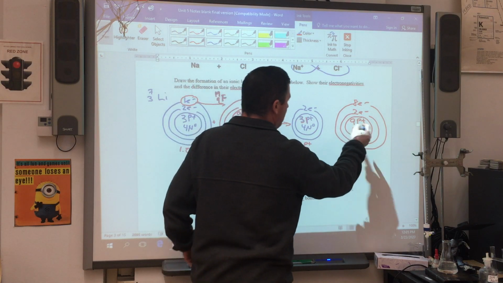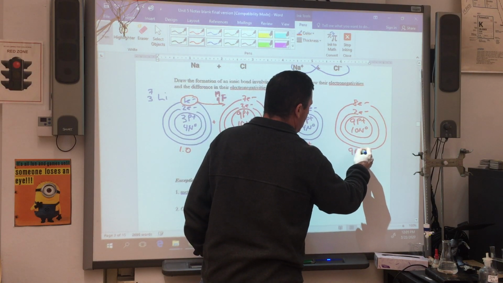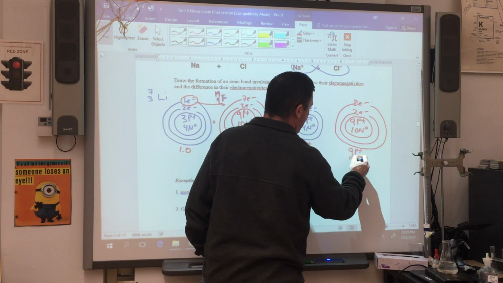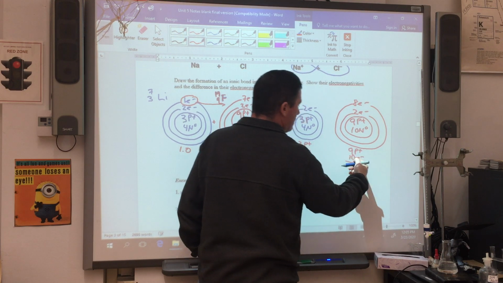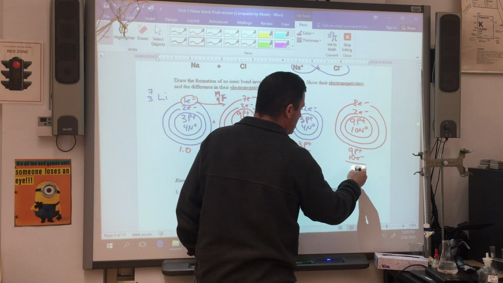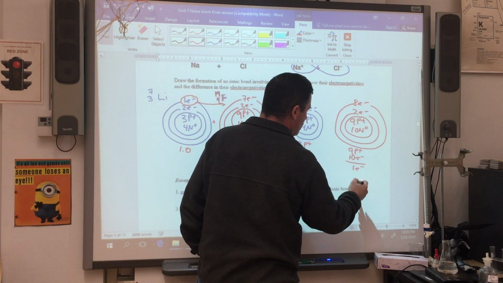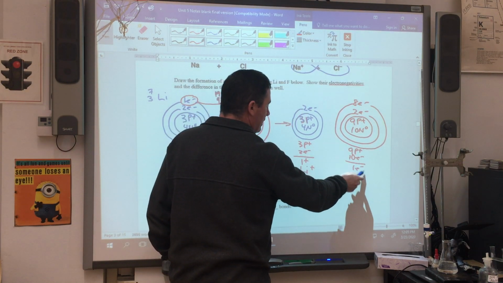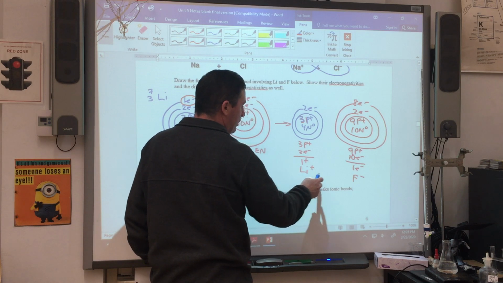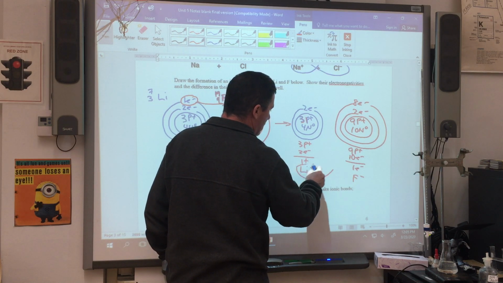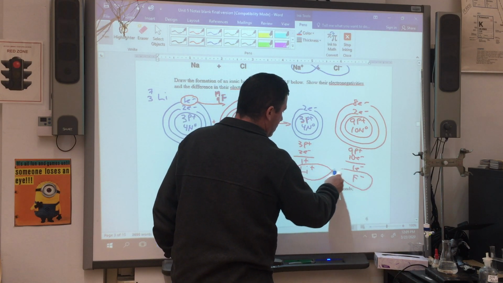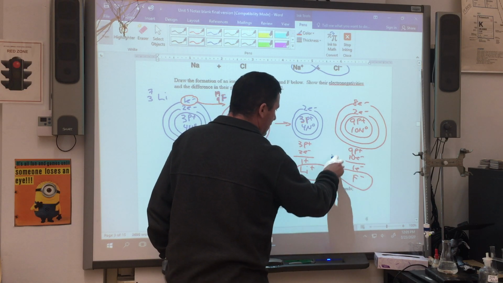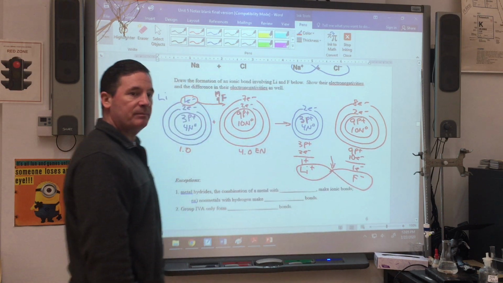And fluorine now has 9 protons, and it has 10 electrons. In this case, the electrons outweigh the protons, so we have an extra charge there. So now we have fluorine, -1 charge, lithium, +1. Here's the attraction. Positive, negative, and this is your ionic bond.